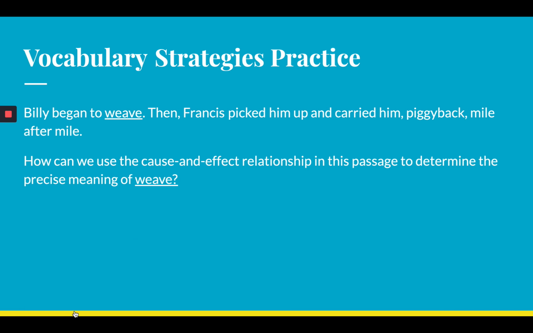The vocabulary strategy for this lesson is shades of meaning. We know that we can use context clues and synonyms to help us figure out what words mean and their precise meaning. Let's look at this example from the text. Billy began to weave. Then Francis picked him up and carried him, piggyback, mile after mile. How can we use the cause and effect relationship in this passage to determine the precise meaning of weave?